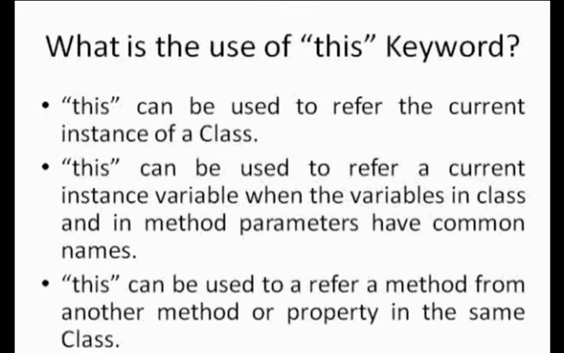Finally, this can be used to refer a method or any other properties or methods from that same class. This is very useful when we are in the inheritance hierarchy and we have the same method or properties in parent and child classes. We want to point to the current class method or parameters or properties, then we can use this keyword to refer them.